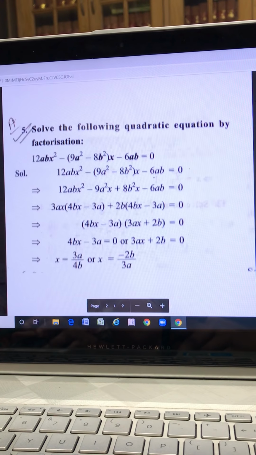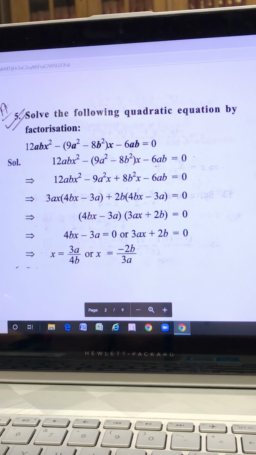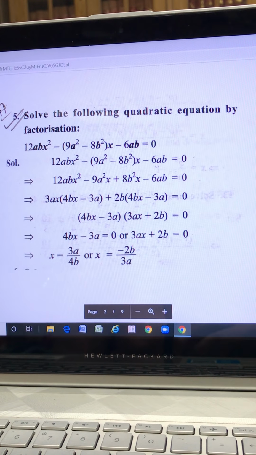Let us move to the next question. Second question I am discussing. It says solve the quadratic equation by factorization. Now see students, this is one question where the coefficients are not numbers only, but they are a little bit different. If you see, the coefficient of x square is 12ab, the coefficient of x is minus of 9a square plus 8b square, and the constant is minus 6ab.